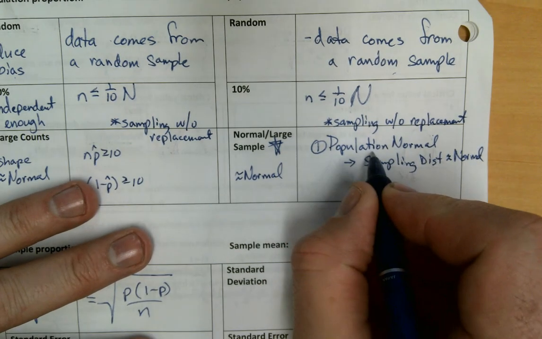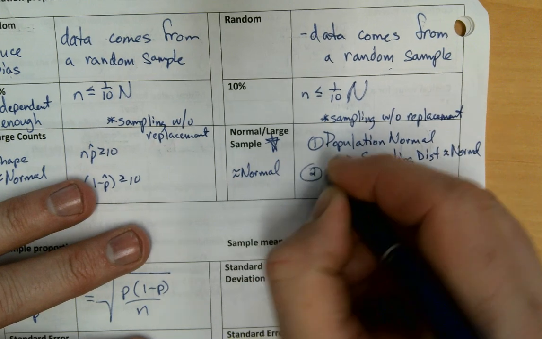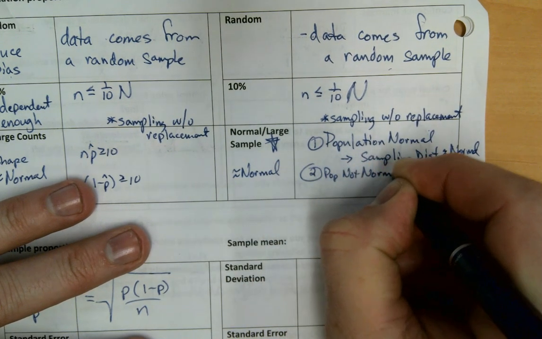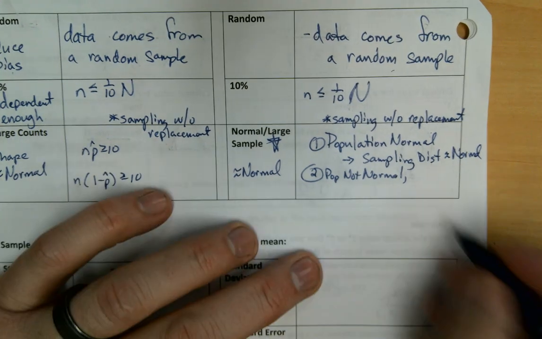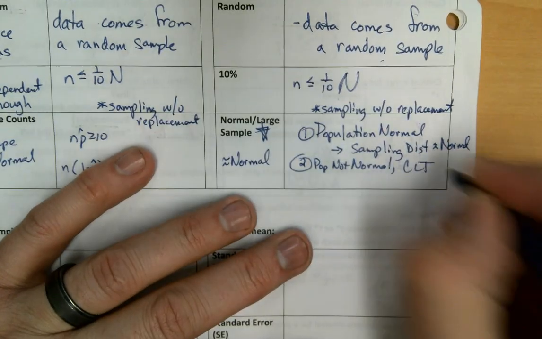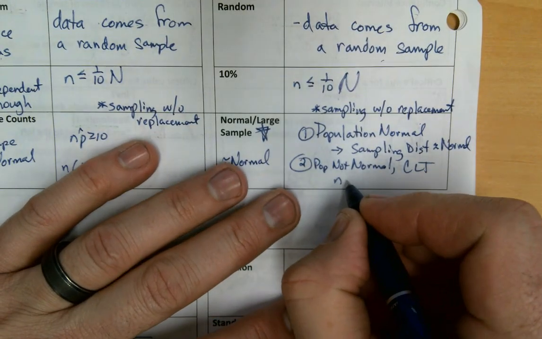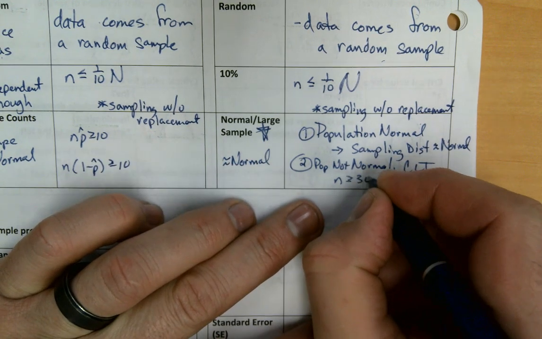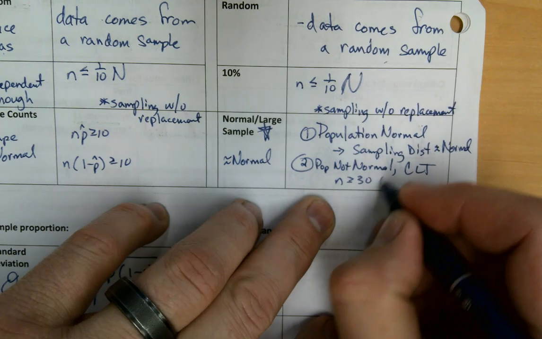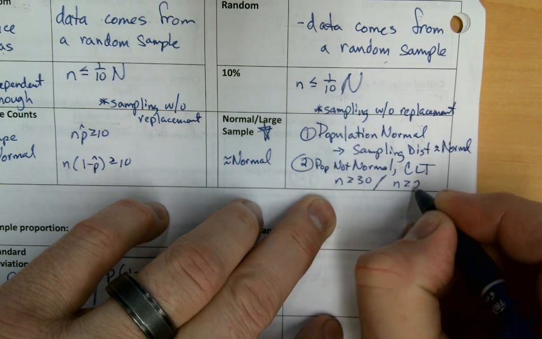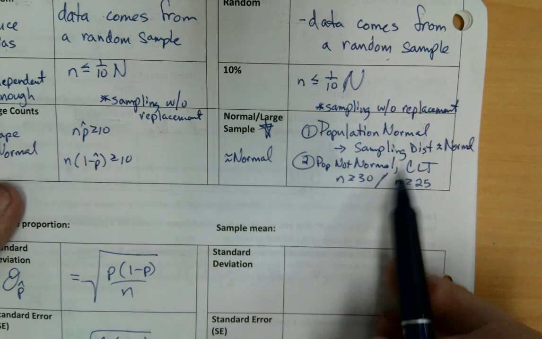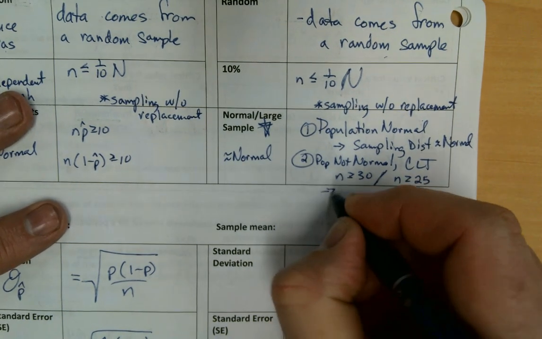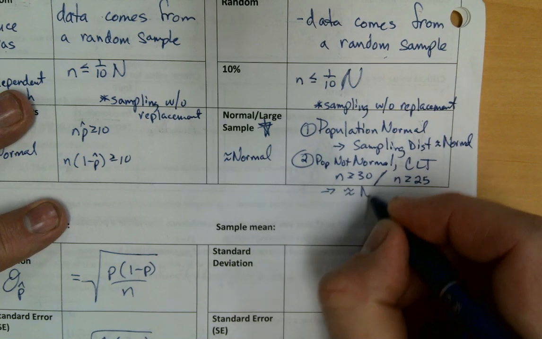If the population is not normal, then that's where we use the central limit theorem that says as long as my sample is sufficiently large. And remember, for AP, we say that that's greater than or equal to 30. For JUCO, we say that is greater than or equal to 25. If my sample is sufficiently large, greater than 30, greater than 25, then the sampling distribution is approximately normal.